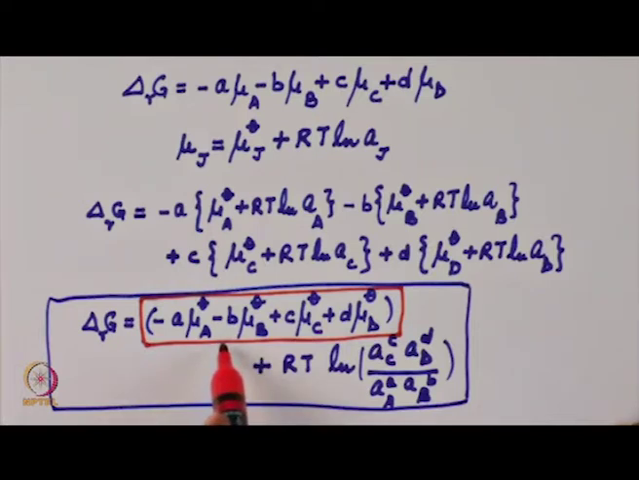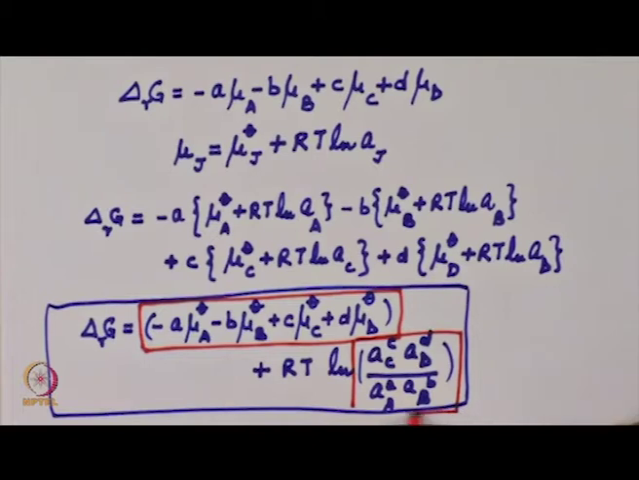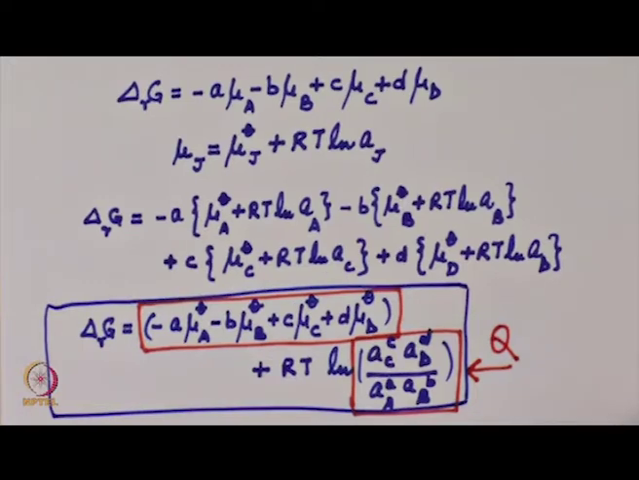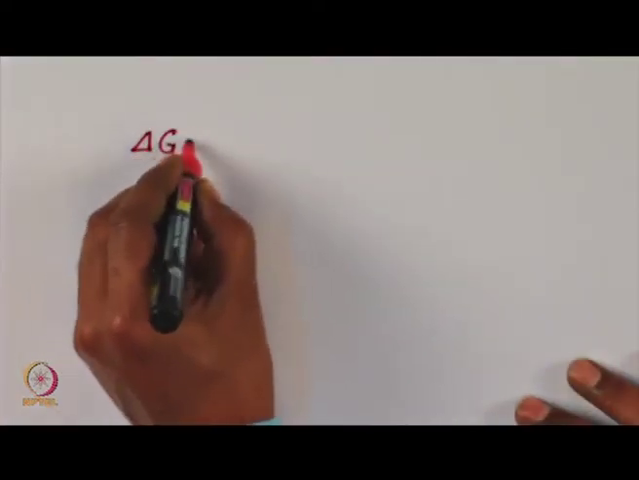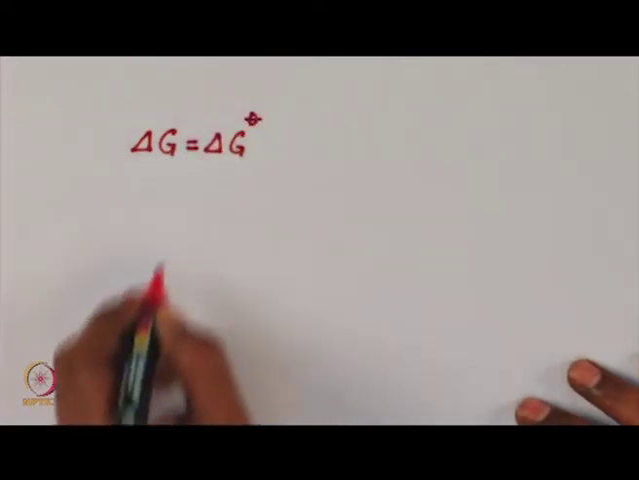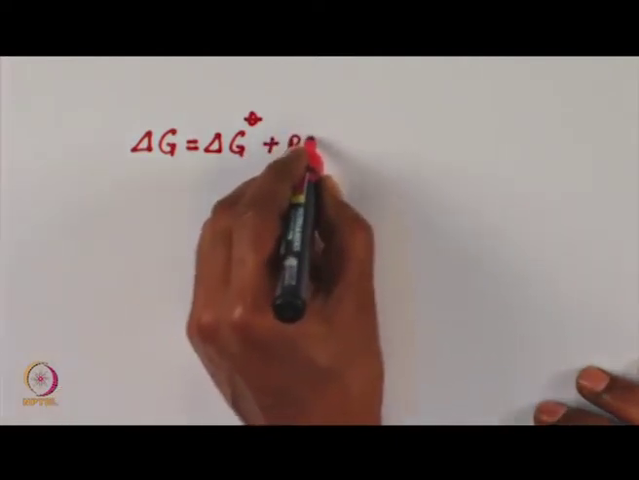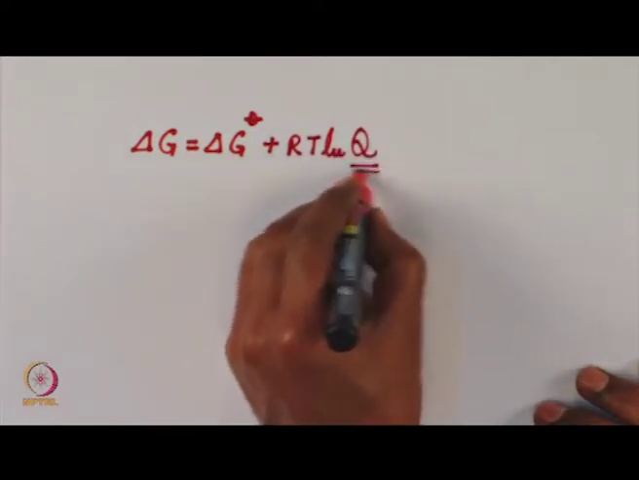So this is equal to the standard state reaction Gibbs energy, and this ratio is the product of activities of the products raised to the power of their stoichiometric numbers, divided by the product of activities of reactants raised to the power of their respective stoichiometric numbers. This particular ratio I am going to call Q, the reaction quotient. So this equation I am going to write as delta G is equal to delta G naught, which is the difference in the standard state chemical potentials, plus RT log Q. Q we will call the reaction quotient.